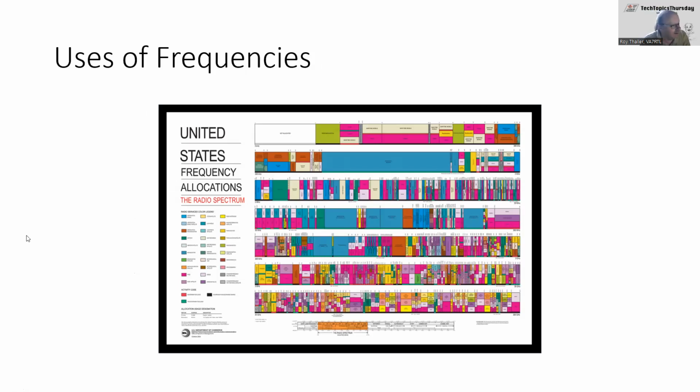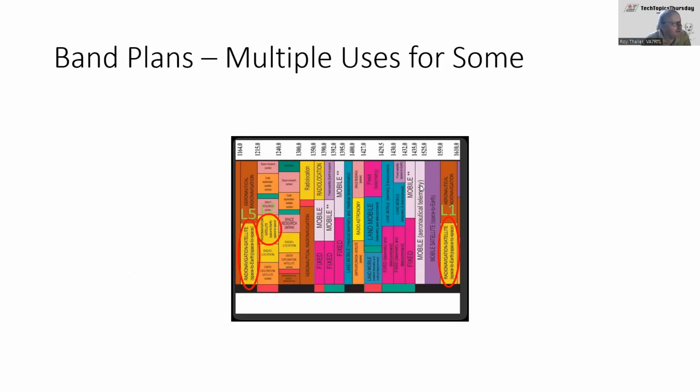Now, when you look at the use of frequencies, this is a US model. You get all of these different colors, and these different colors are assigned to TV, radio, military, radar, microwave, aircraft, etc. So when you break that down, you get this area here, and you see that there are multiple uses for some of these bands. So people have to share these bands.